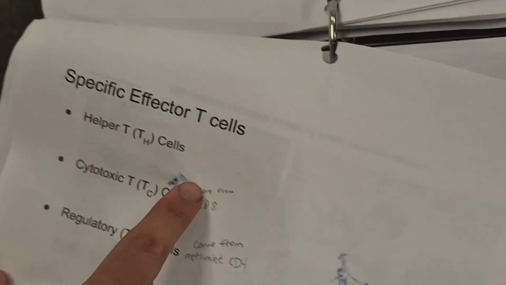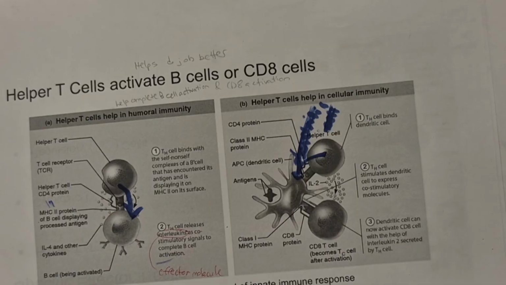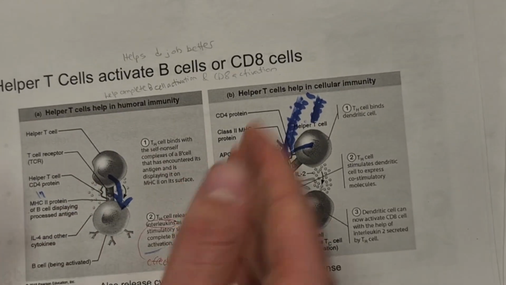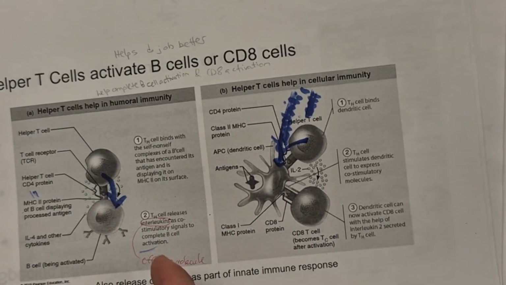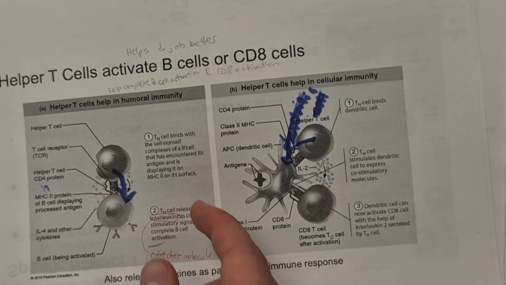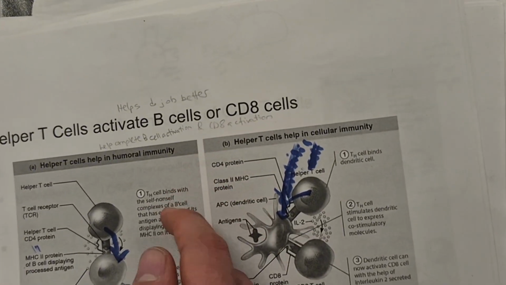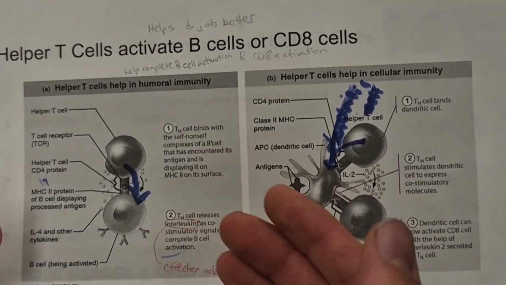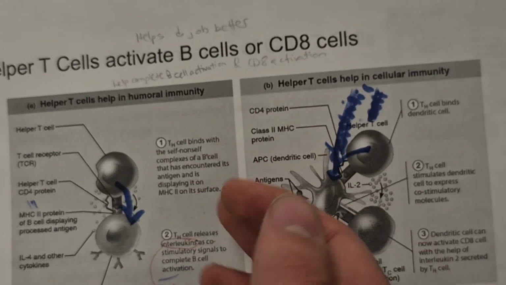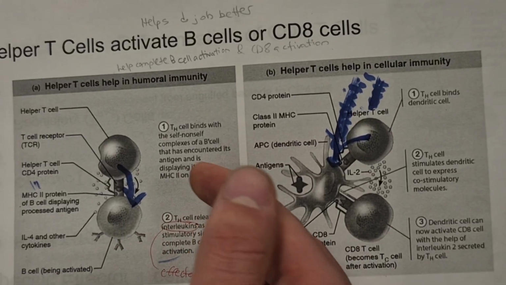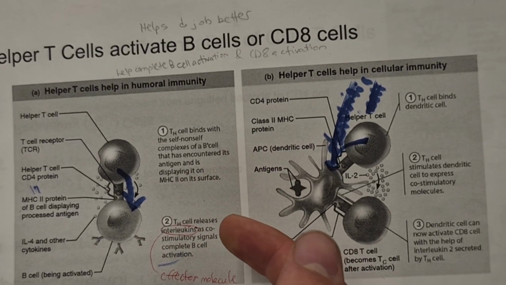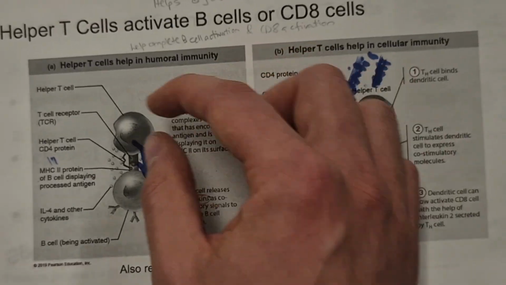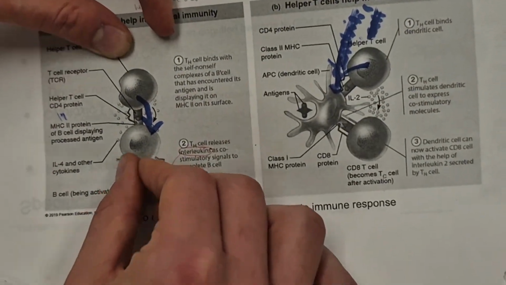Now that's exactly what we're going to go into. What do helper T cells, what do cytotoxic T cells, what do regulatory T cells do? A helper T cell in humoral immunity, right? We're talking about humoral immunity here. In humoral immunity, the helper T cell will bind with the self-non-self complexes of a B cell that has encountered its antigen and that is displaying it on MHC2 on its surface.